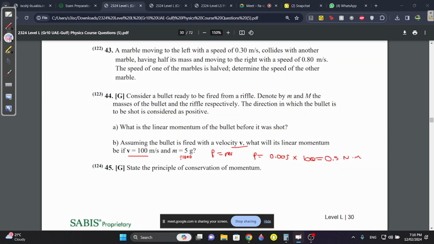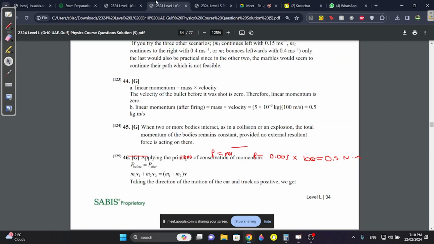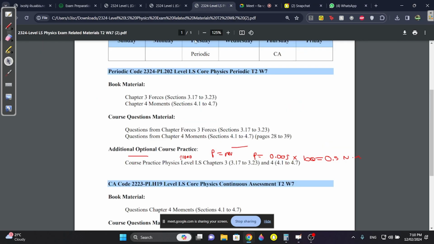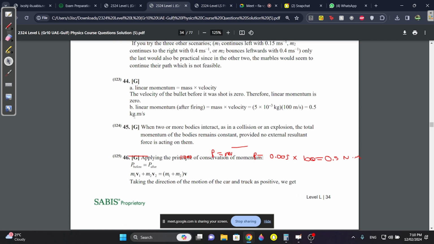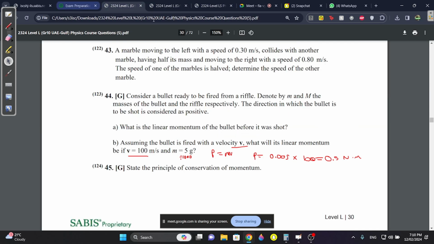I think I'm not sure about the unit, but yeah, it's 0.5. If you need a unit for momentum, it's kilogram times meter per second. Okay, because you're multiplying mass by velocity. Mass is kilogram, velocity is meters per second. Yeah, that's it. If it comes in written, please make sure to put the unit.